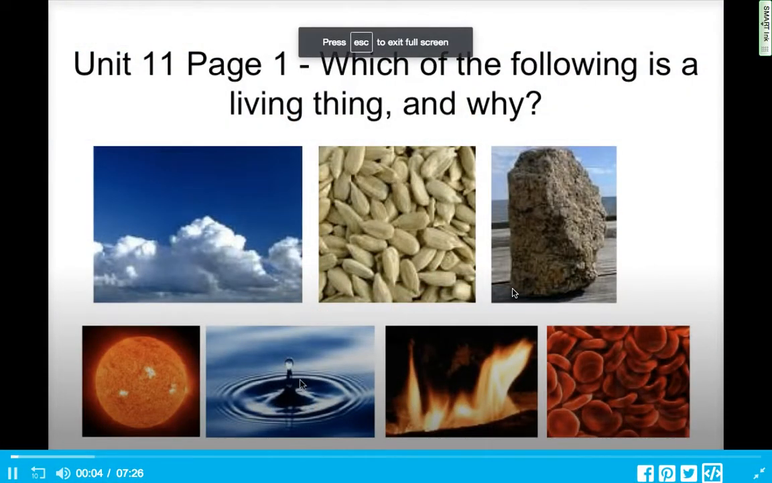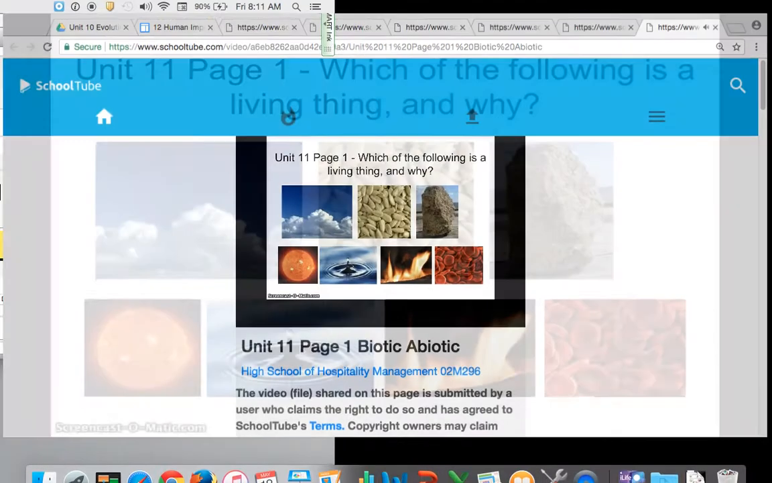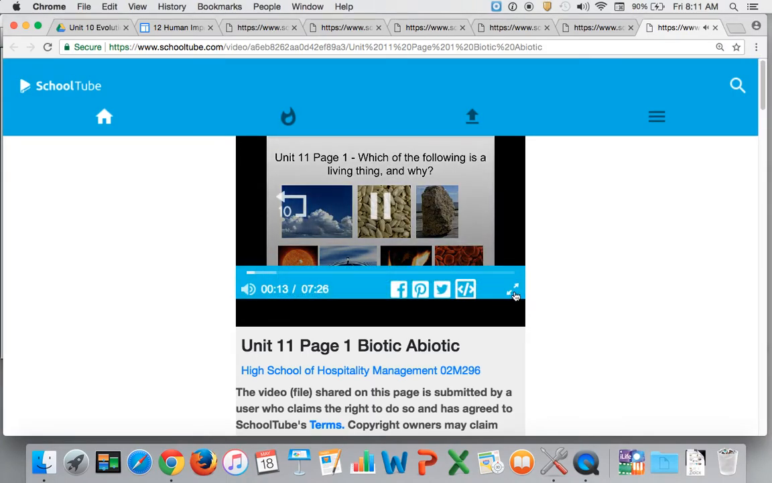Unit 11, page 1. So to start this unit on ecology, let's take a minute and just identify which of these pictures is living and which is not.